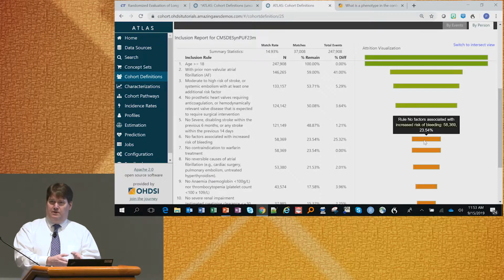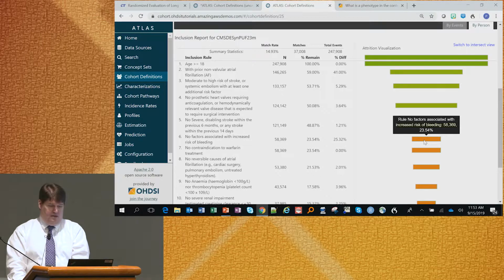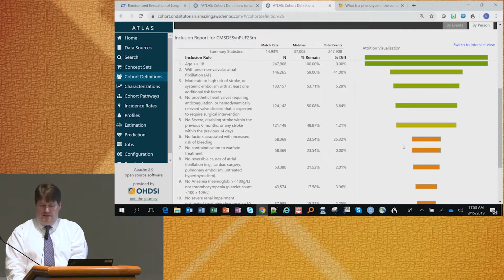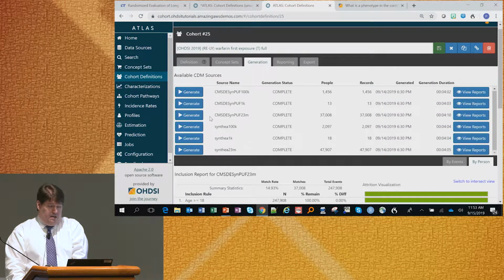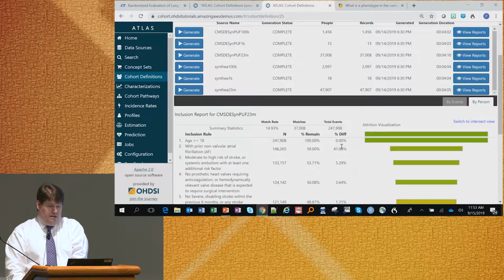So something with the increased risk of bleeding would have a pretty significant impact on your recruitment, according to this particular view. Okay? What is the meaning of the last column, the total events?